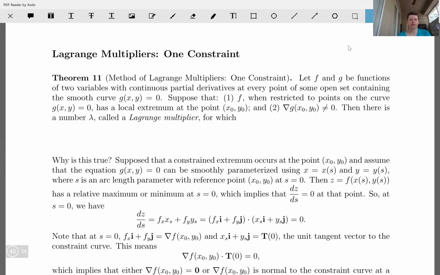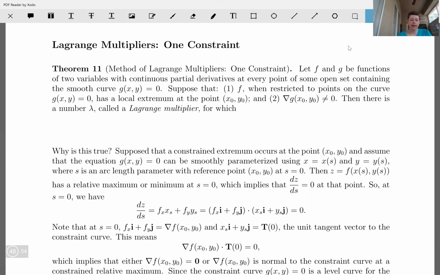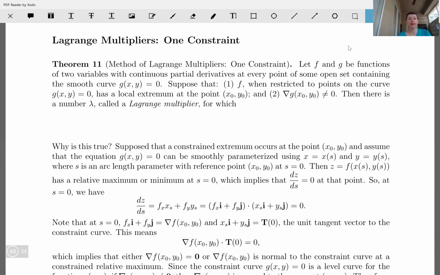And if that's true, there's a number lambda, the Greek letter lambda, called a Lagrange multiplier, for which the gradient of our function f at that point is equal to lambda times the gradient of the function g. So why is this true?